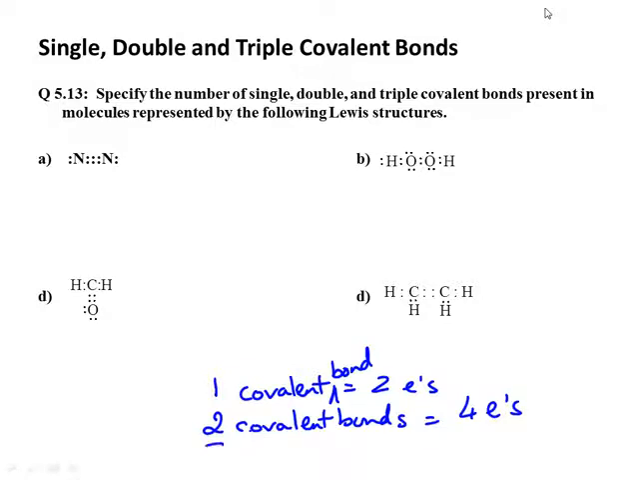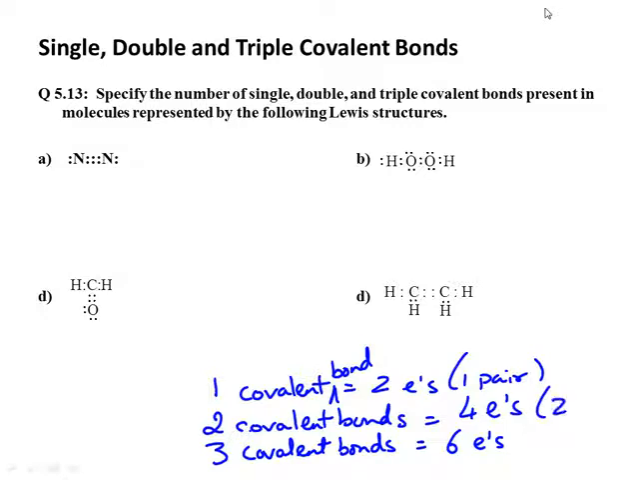A triple bond, which is really just 3 covalent bonds between 2 atoms, will then be equal to 6 electrons or 3 pairs. So one covalent bond is 1 pair of electrons being shared. Double bond is 2 pairs of electrons being shared. Triple is 3 pairs. So let's look at this.